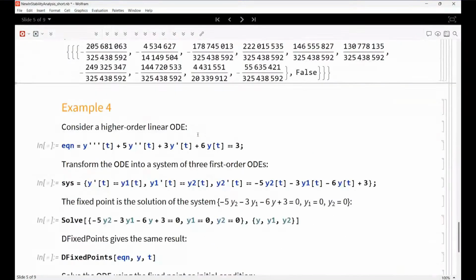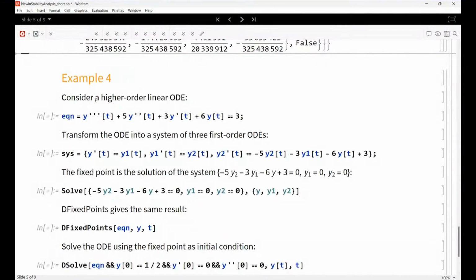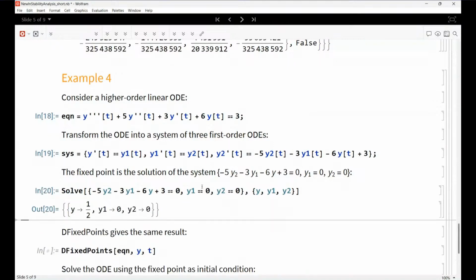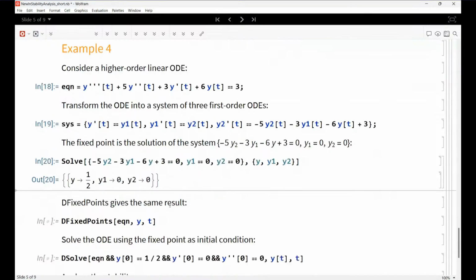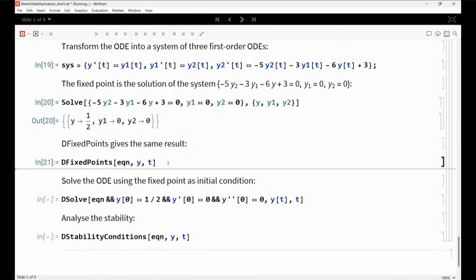And as the next example, let's consider a higher order differential equation. In this case, we have a third order equation. So in order to get fixed points, we have to reduce the order to get a system of first order equations. We can easily do it by introducing new variables, y1 equal to y prime and y2 equal to y1 prime. As a result, we will get the following system of three first order equations, and the fixed point will be the solution of the following system, and the solution is 1 second 0 0, and the fixed point returns the same result here.